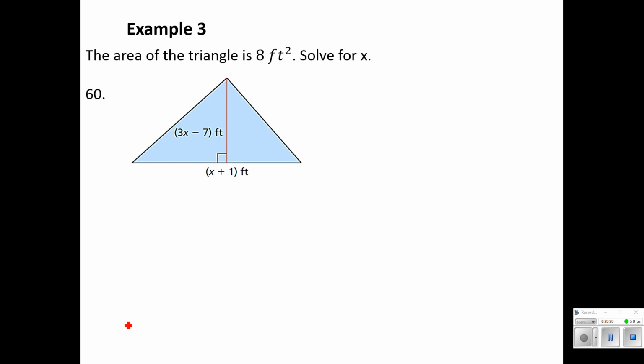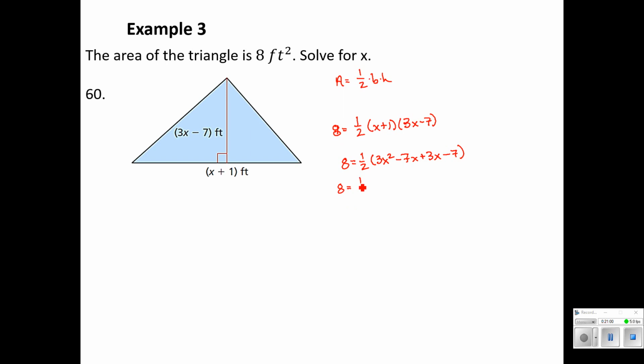All right, third example, the area of the triangle is 8 feet squared. Solve for x. Well, area of a triangle, 1/2 times the base of that triangle times its perpendicular height. So in this case, the area of 8 feet equals 1/2 times the base of x plus 1 feet times the height of 3x minus 7 feet. Let's FOIL this out, we've got 3x squared, we've got minus 7x, we've got plus 3x, and then we've got minus 7.